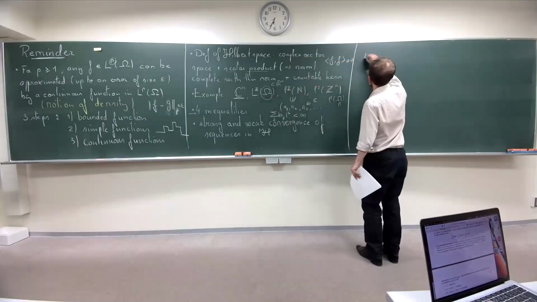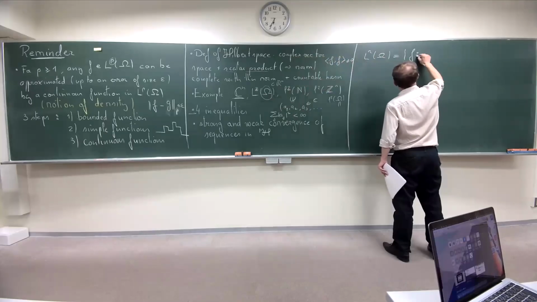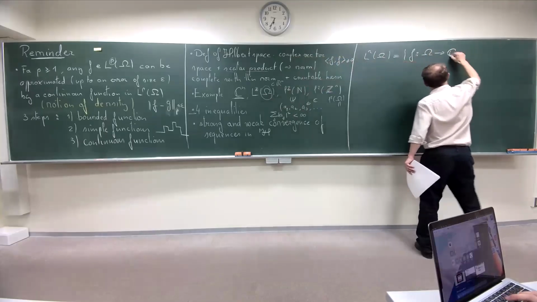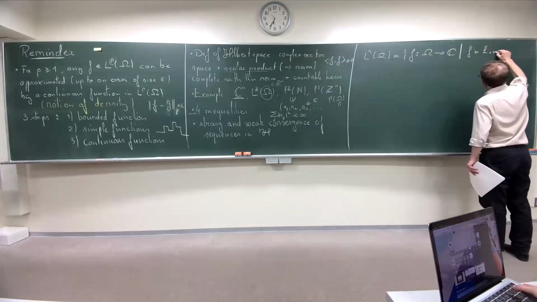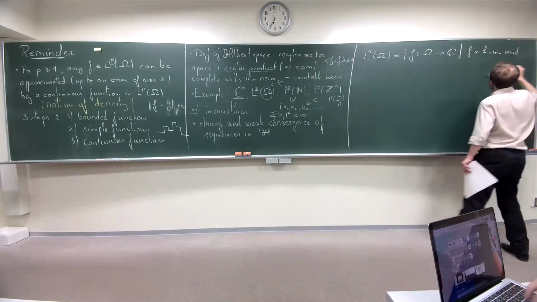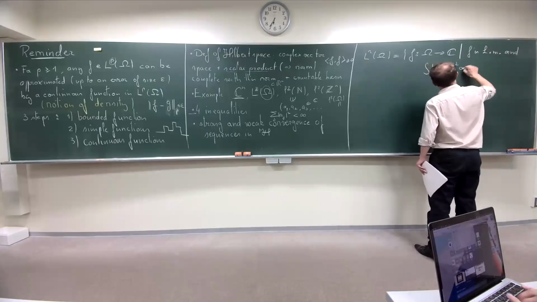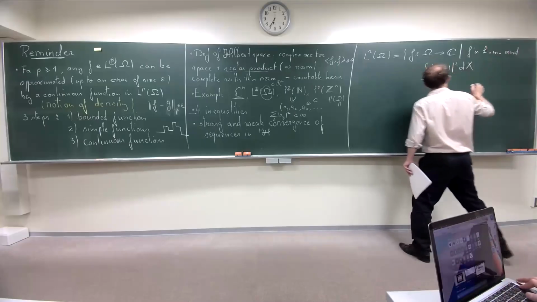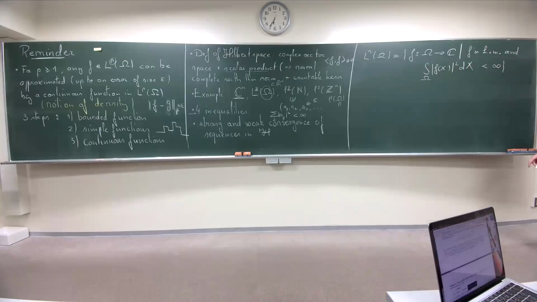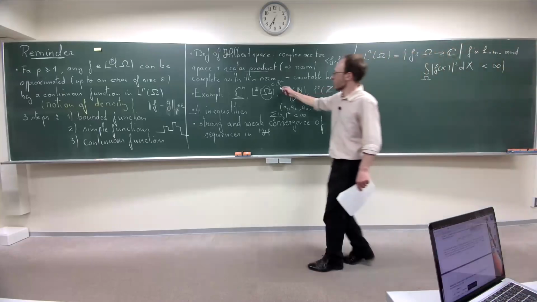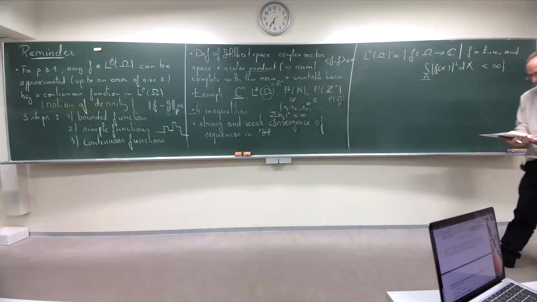Yeah, so L2 of omega, let me remind you, this is a set of functions from omega to C, so that f is Lebesgue measurable, and the integral of the modulus of f of x squared dx, when we integrate on omega, is finite. We can also define functions on Zn, sorry, on Cn, but this is much more advanced.